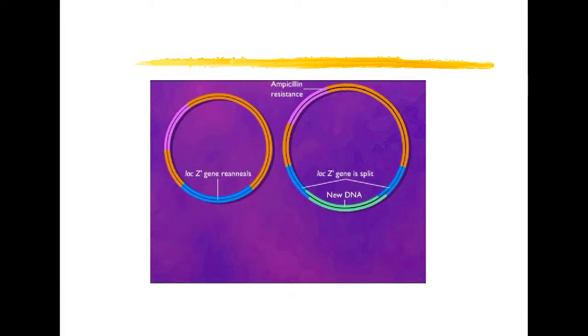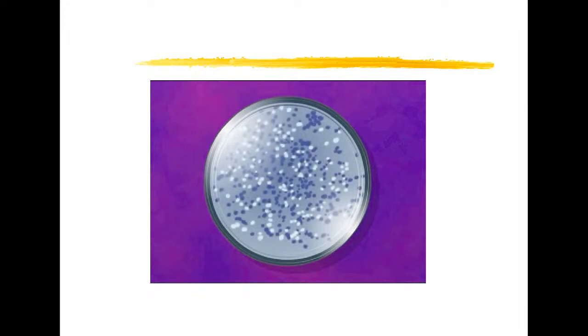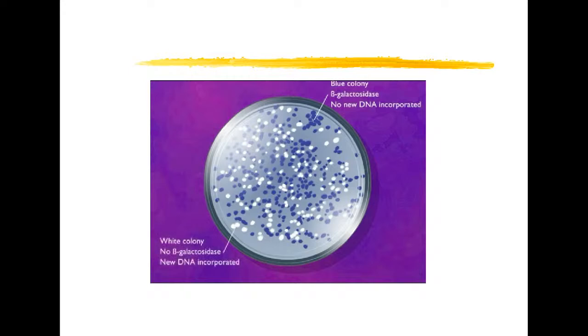A common second marker is the LacZ gene, which codes for the enzyme beta-galactosidase. Beta-galactosidase can cleave a colorless chemical called X-gal to form a blue compound. Therefore, colonies of cells that harbor the intact vector but no new recombinant DNA can make beta-galactosidase and form a blue color in the presence of X-gal. However, colonies that contain new recombinant DNA cannot make beta-galactosidase and are white.